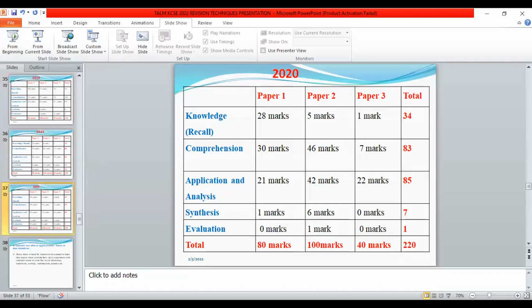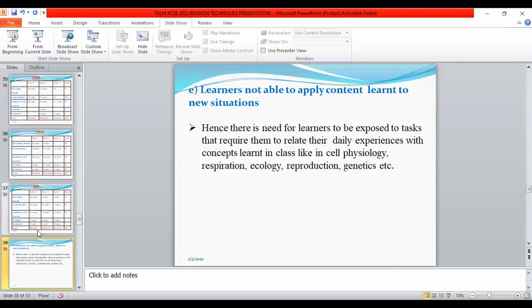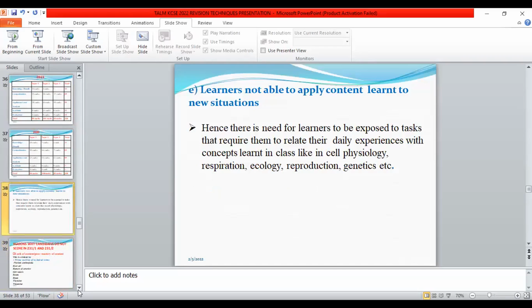And our students will not be able to answer questions on comprehension, application, and analysis if the approach that we have used in teaching that particular concept has not assisted our candidates in order to master the content. We need to use the right approach in order for our students to be able to master the content very well. I want us to move to the next observation that has been made since 2017.